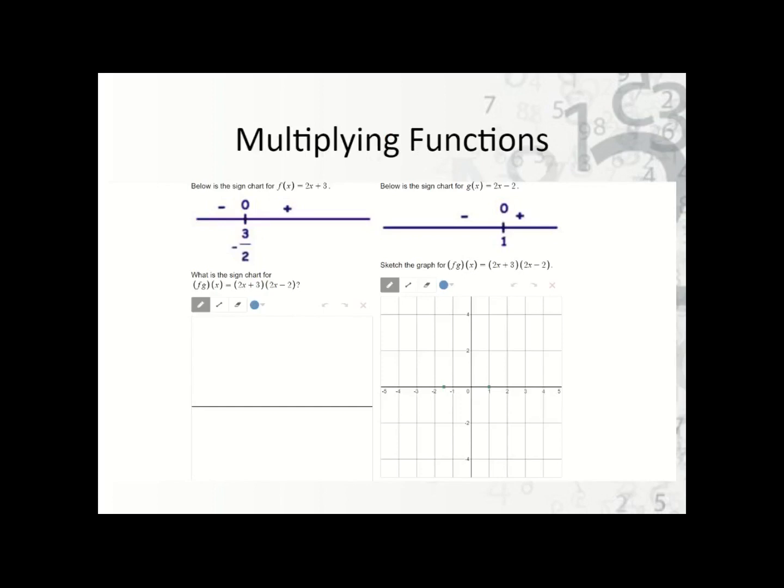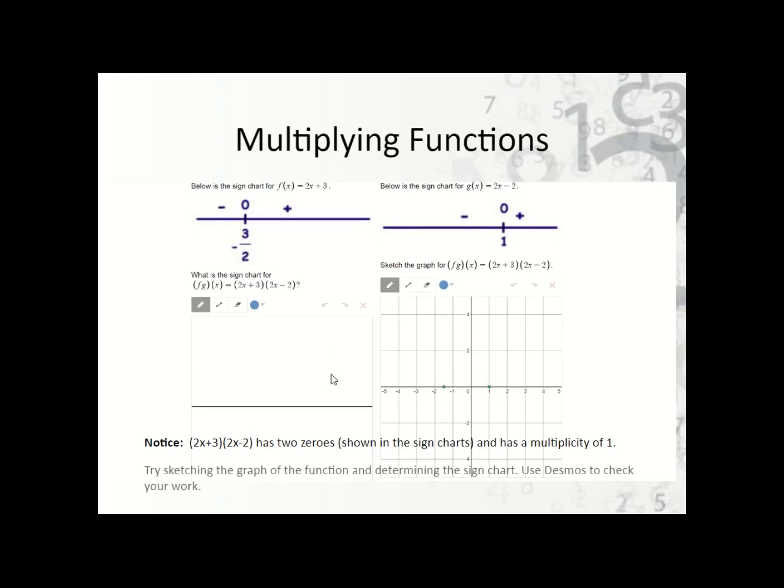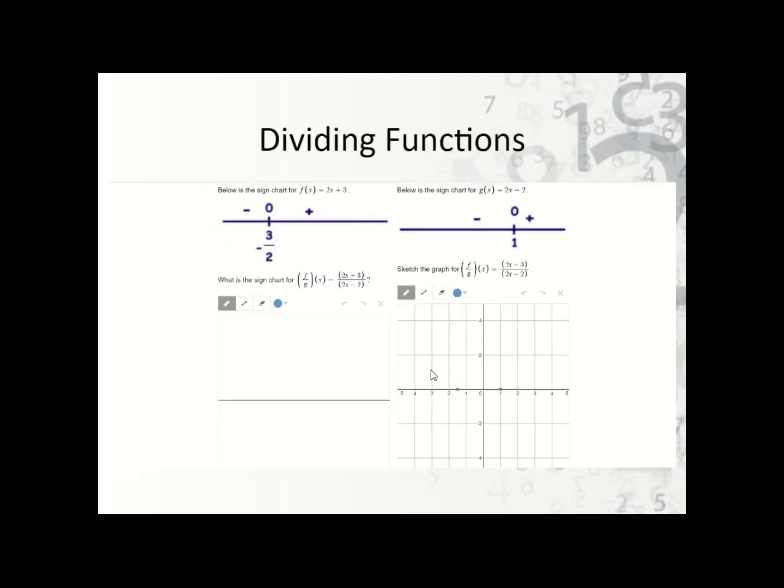Now, multiplying functions. So it says that we're using f of g is equal to 2x plus 3 times 2x minus 2. So we should notice that there's 2 zeros here, right? So there's a number here that we can plug in for x that'll make this 0. And there's one here we can plug in and make it 0. So we should have 2 zeros. And then we're going to try sketching the graph of the function to determine the sign chart to use. We can always use Desmos to check our work.